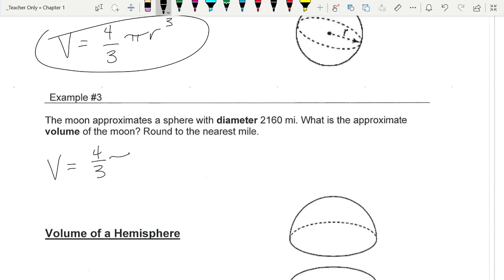4/3 times pi. Once again, they're trying to mess with us. They gave us a diameter. Cut that in half. 1080, right? So 4/3 times pi times 1080 cubed. And this is going to be a huge number, which makes sense. The moon's a pretty big thing. And by the way, this isn't mile. This should be mile cubed. Round to the nearest cubic mile.